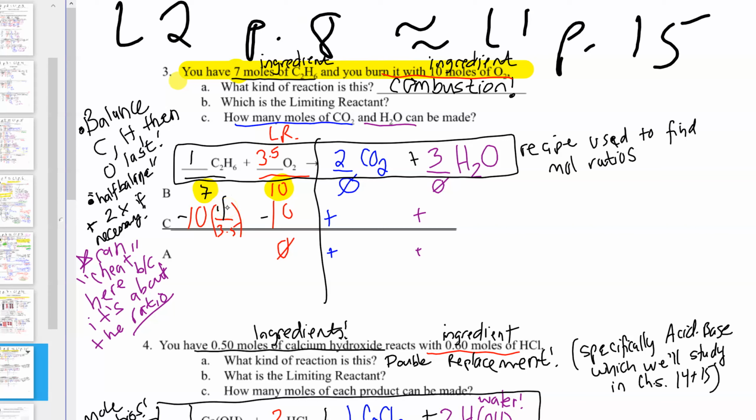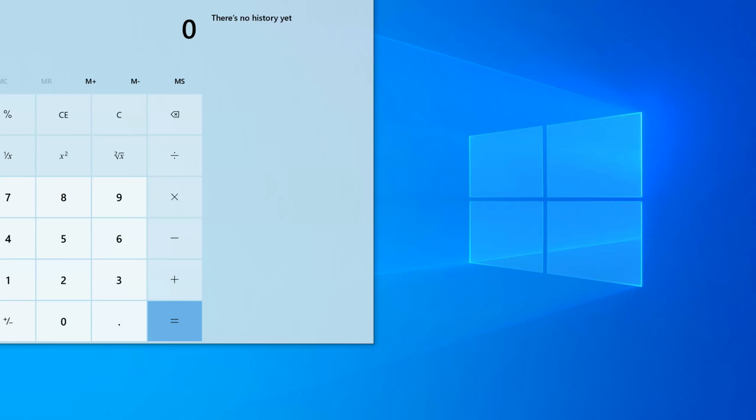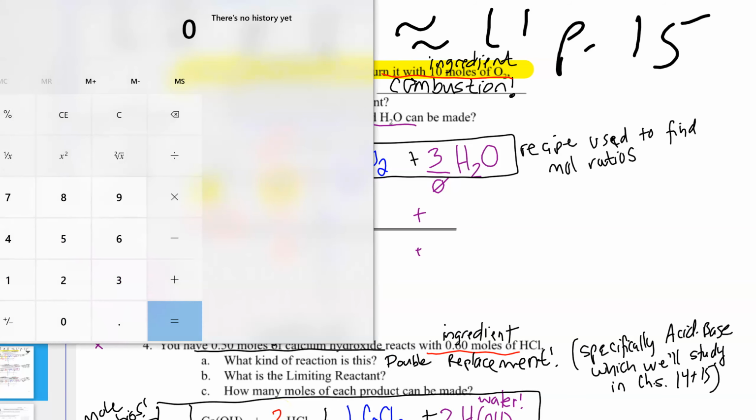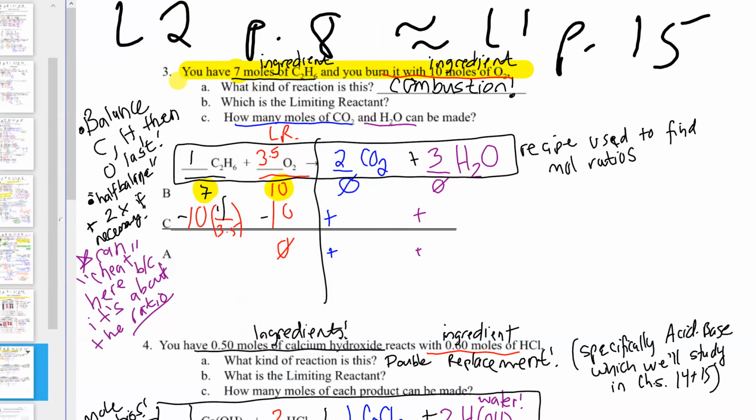Now let's use our calculator. Okay, where is my calculator? Let's find that. Here's my calculator. So we're taking, let's see, what were we taking here? We're taking 10 divided by 3.5. So 10 divided by 3.5, and we get 2.86, let's say. So this number right here is 2.86.